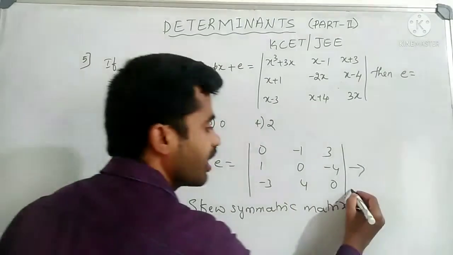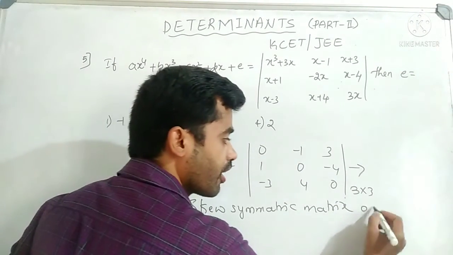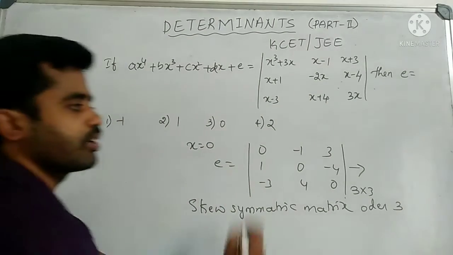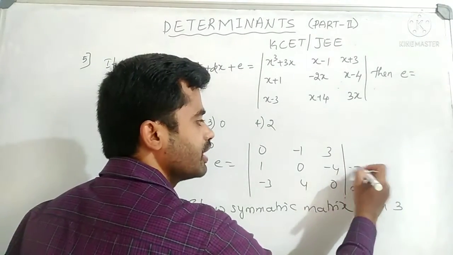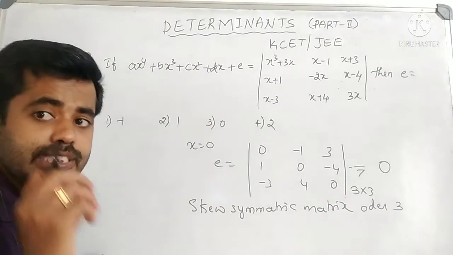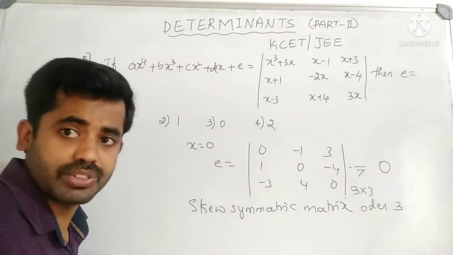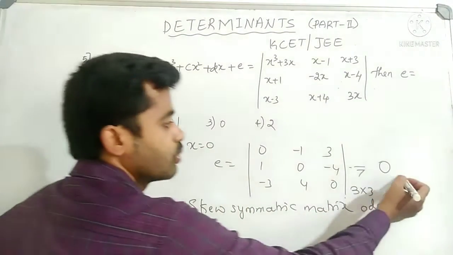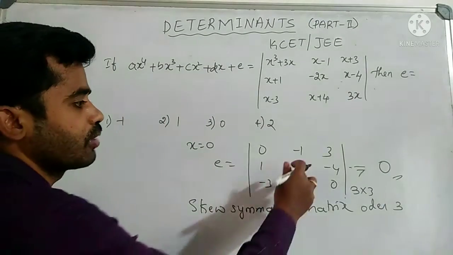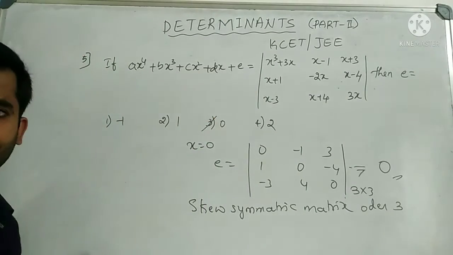Which is the order? Order is 3 cross 3. Skew symmetric matrix of order 3. Then what is the value of that determinant? The value of that determinant is equal to 0. Be careful: for a skew symmetric matrix of odd order, the determinant is equal to 0. Then which option? That one.